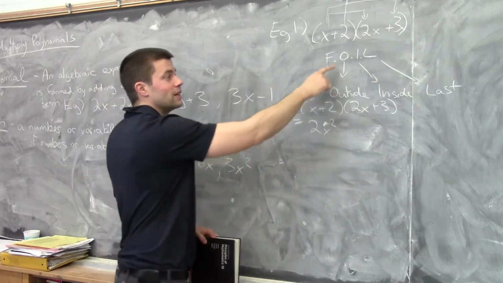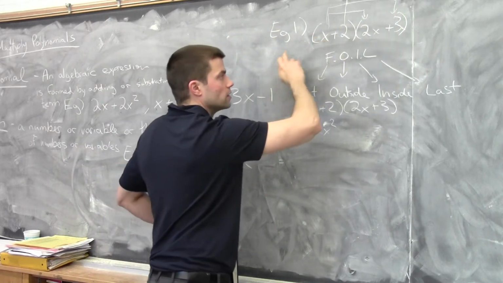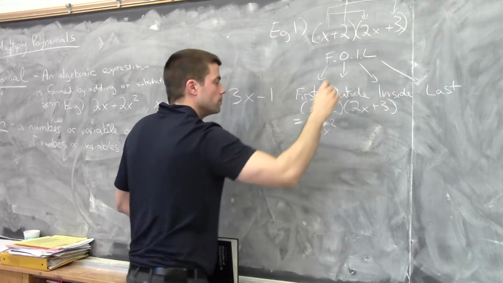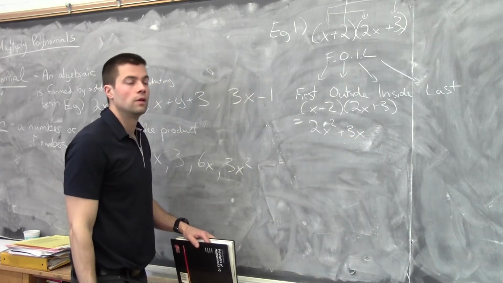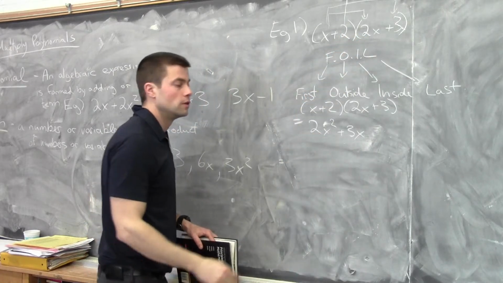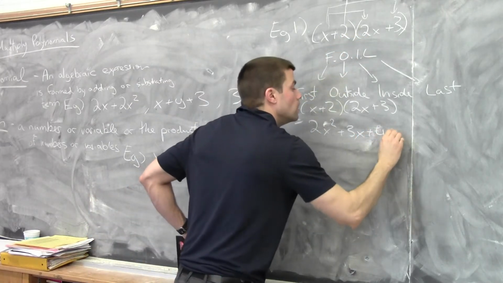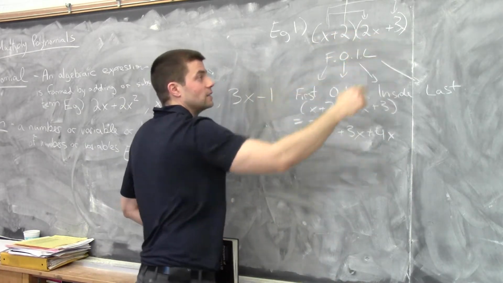Then I'm going to multiply the outside terms. So it's the complete outside terms of both brackets, outside. So x times 3. Then I'm going to multiply the inside terms. So I have plus 4x. But finally I'm going to multiply the last terms.